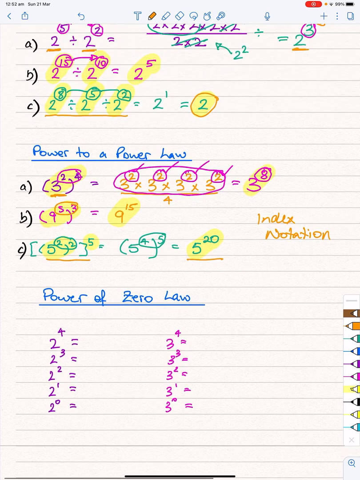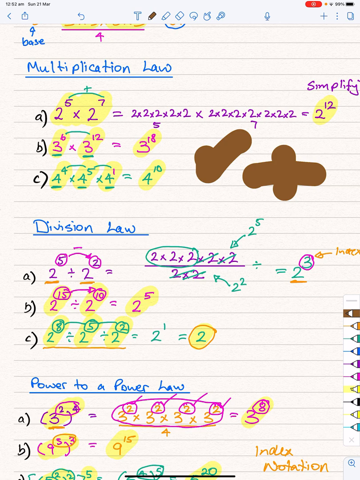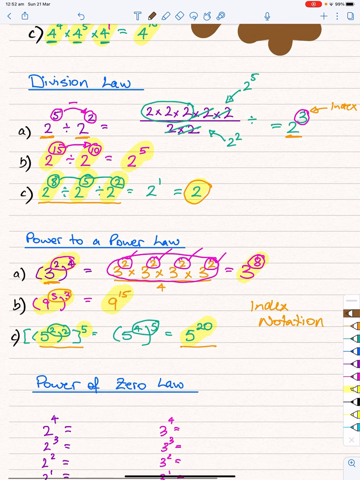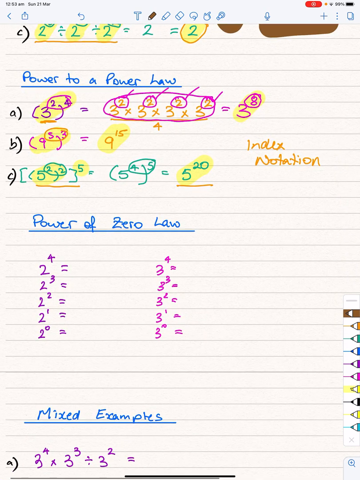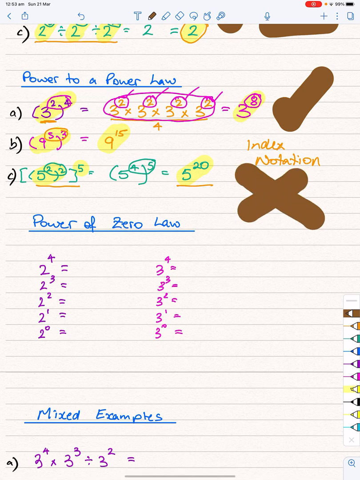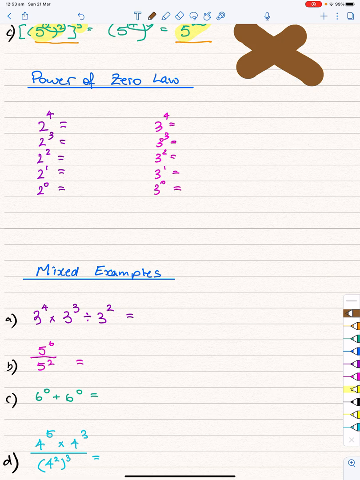All right, so let's have a quick recap. We've done some multiplying powers, and when we multiply powers, we've got to add them together. We have divided some powers, and when we divide powers, we subtract. And we have done some power of a power, and when we do a power of a power, we multiply. Now we're going to take a look at a power of 0, but I'm going to do it for you by looking at a pattern.